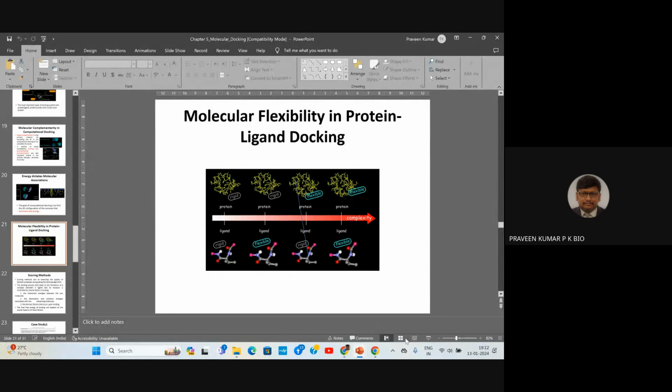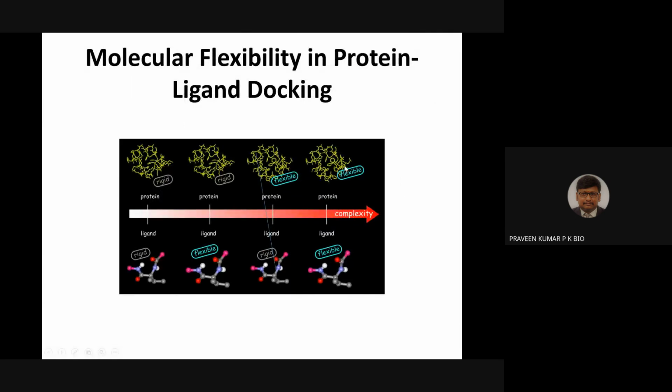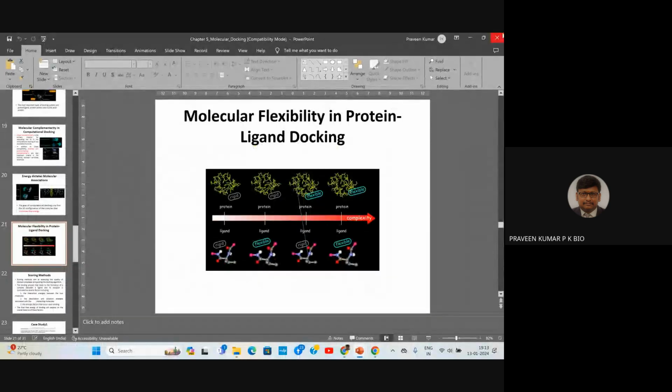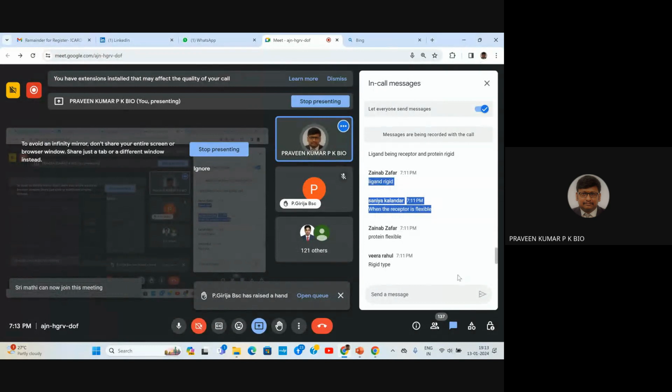If you have both the ligand and receptor as flexible, you have to remember the induced fit. If the ligand is also having a conformational change, and even if a protein is having a conformational change, like a ligand is molded to fit to a protein, obviously this kind of docking software construction is difficult. Programming is difficult. This is something about the flexibility of ligand and receptor.